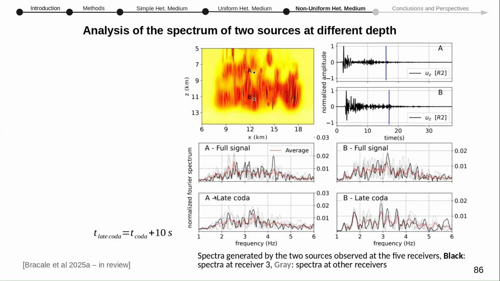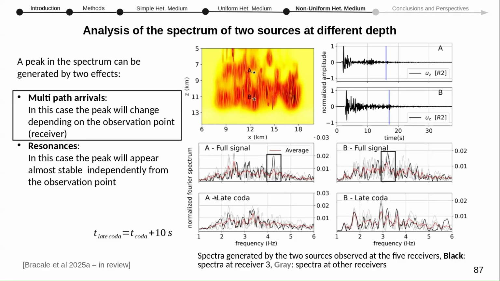The first observation that we can make is that it seems that there are a lot of peaks. Now, these peaks may be generated by two effects. The first is multipath arrival. As we saw at the beginning, waves in a heterogeneous medium propagate along different directions and they can get to the same observation point, generating also an interference in the frequency domain.